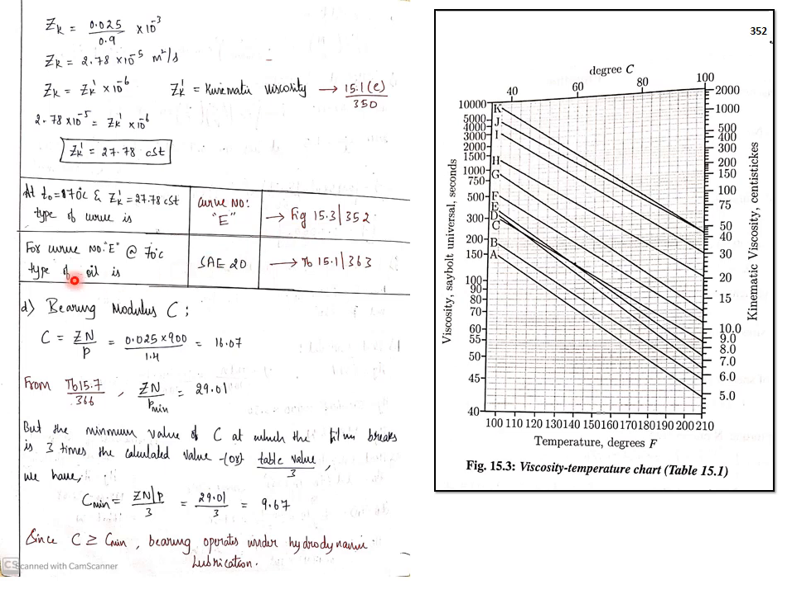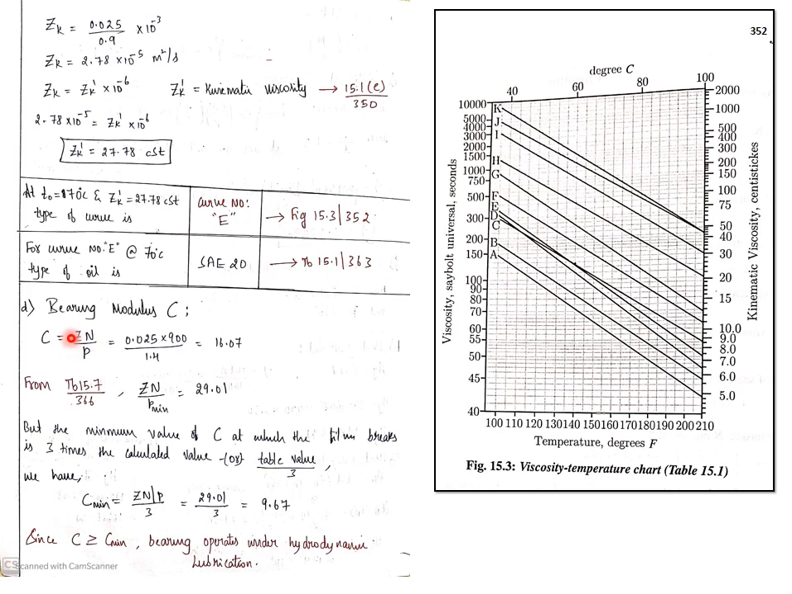Once you get the value of E, similarly go to table number 363, page number 15.1, corresponding to the values of curve E at 70 degrees. If you cross-check, you will get SAE 20. This is the type of oil which we will be using for lubrication.